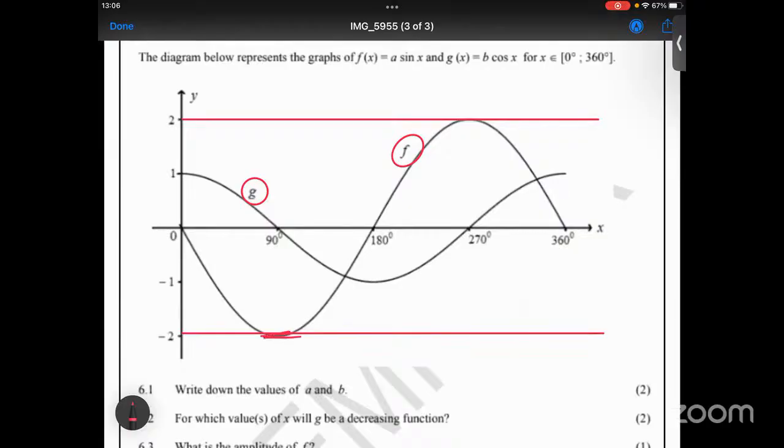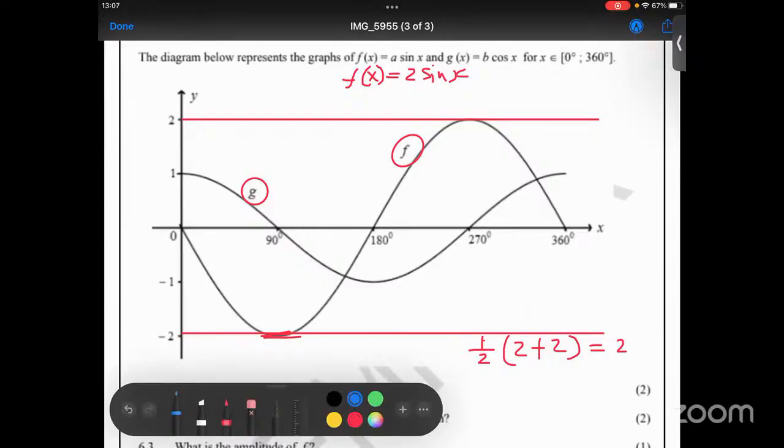So if we then want to verify the A value, it has to be 2 because it is half of the maximum value and the minimum value, it ends up being half of 4, which is 2. So that means that A value is 2 there. So the function of F is the same as having 2 sine x.